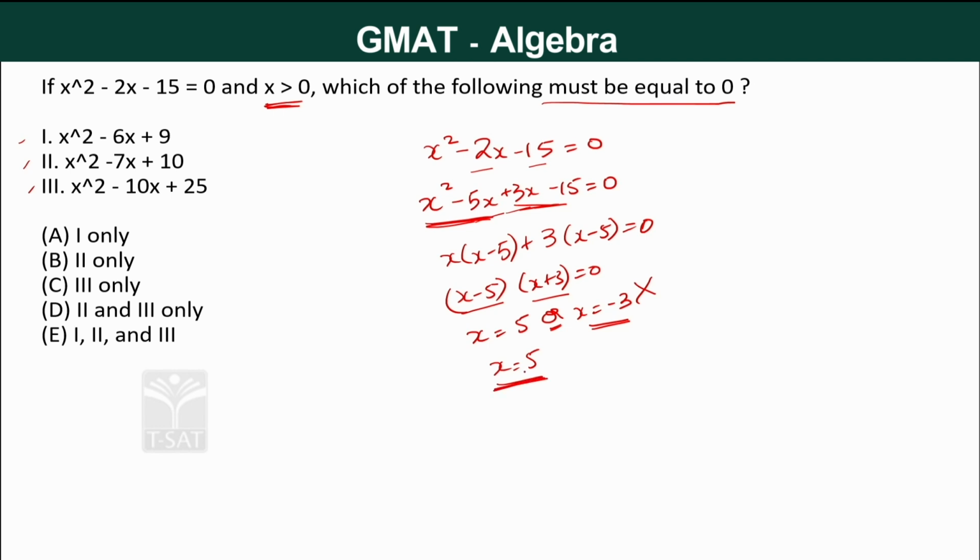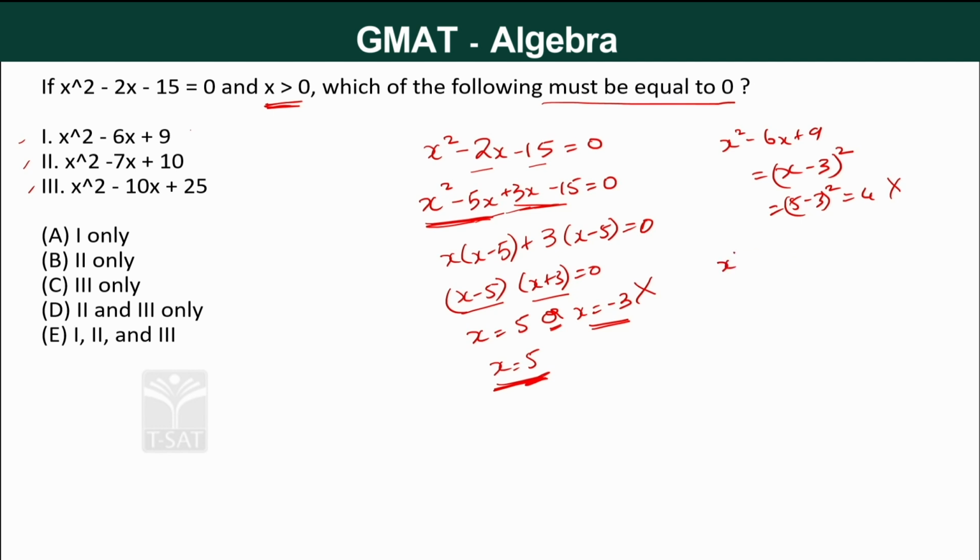Now let's look at the answer options here. You have x square minus 6x plus 9. This is nothing but x minus 3 whole square. So since x is equal to 5, this cannot be 0. It will be 5 minus 3, that is 2 square. It will come out to be 4. It is not 0. So this is not equal to 0.